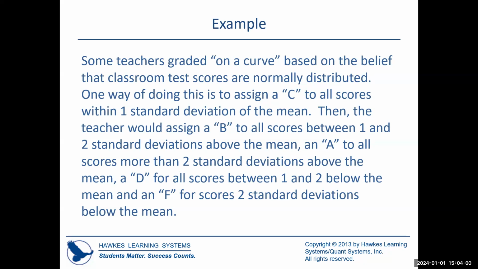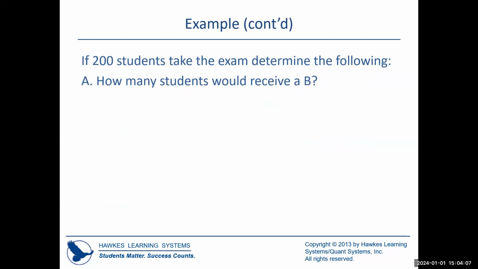I think what most people want is, if folks do badly on the test, you just want us to add points to everybody's score. I think that's the idea. Anyway, the question that we're asked is, if we have 200 students taking the exam, we want to determine the following. How many students would receive a B?